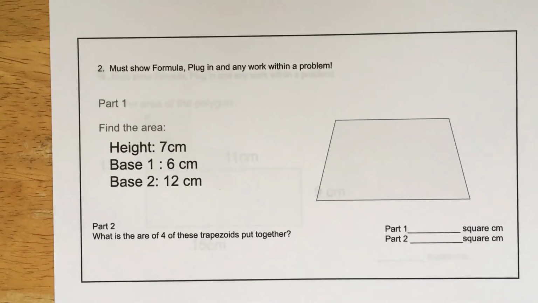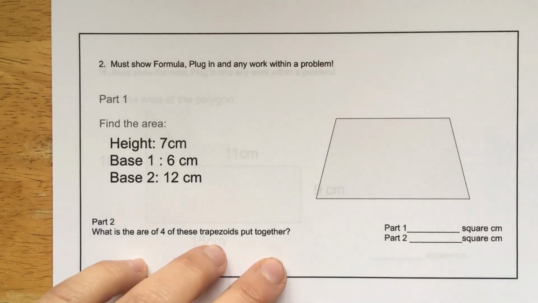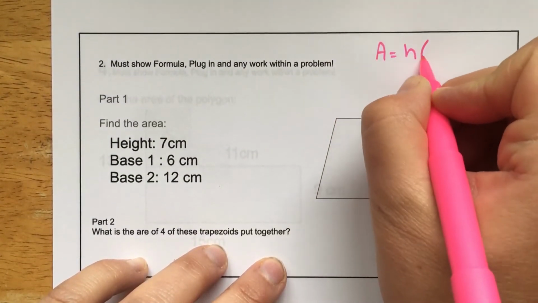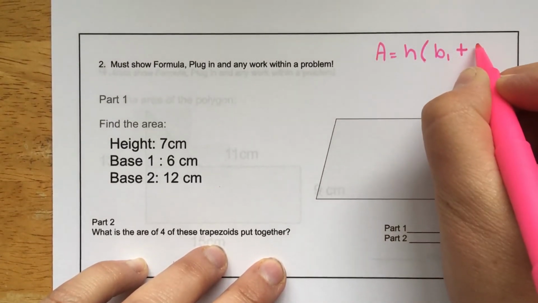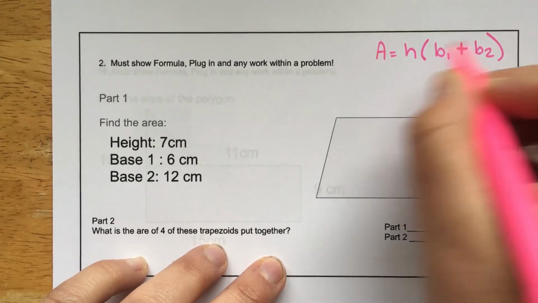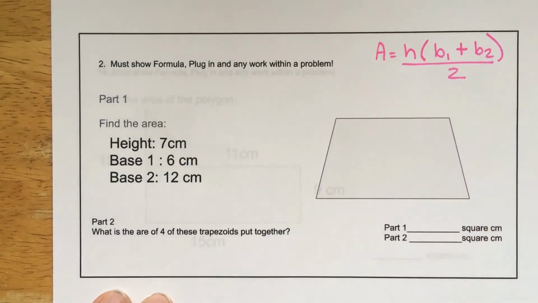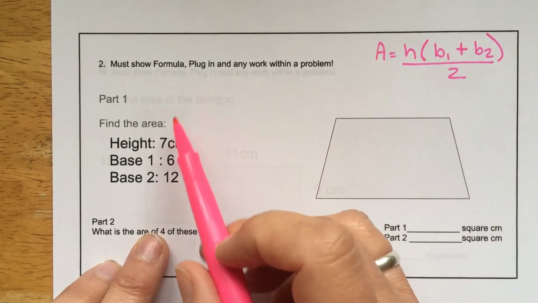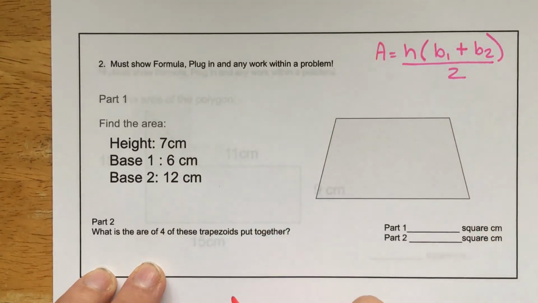The next one, we have a trapezoid for number 2. Trapezoid, again, the formula: area is equal to the height times base 1 plus base 2, and we divide the whole thing by 2. Remember, you could use the formula that it's half the height times base 1 plus base 2, but I prefer this one. It works out for me a little bit better. So I gave you the height and the bases, and you needed to plug in.